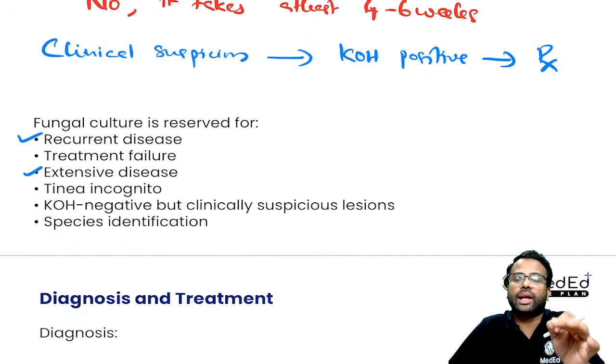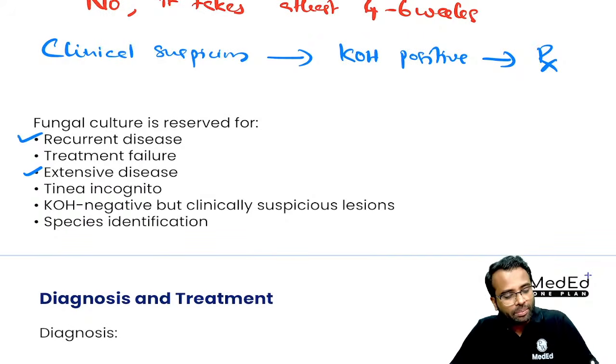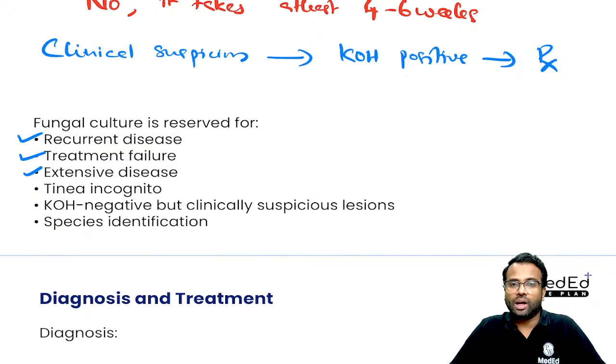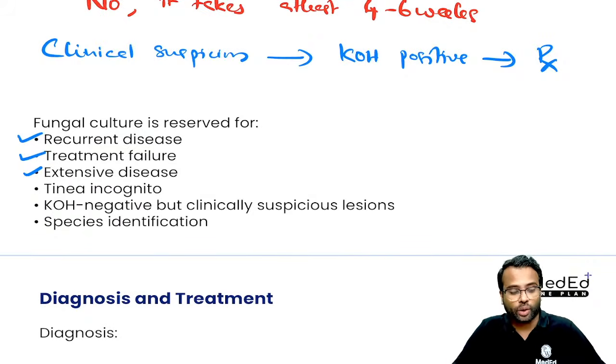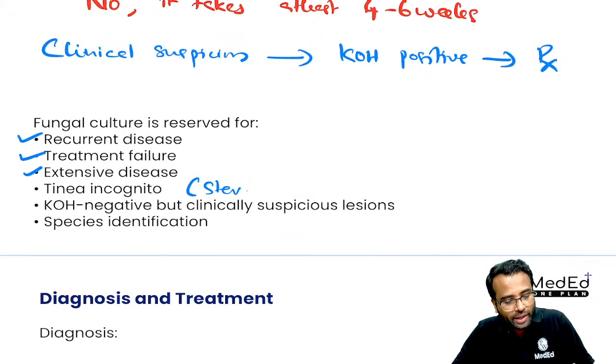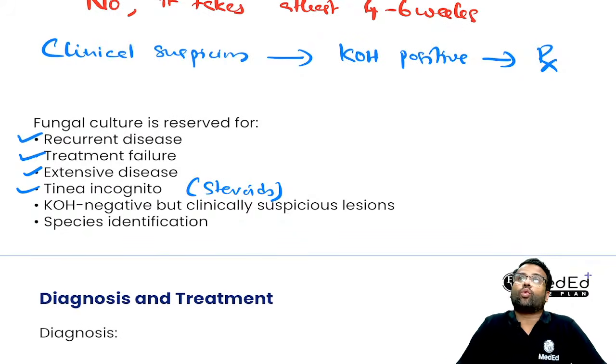आपने कोई anti-fungal agent start किया, but the patient is not responding to treatment. अगर treatment में कुछ failure है, right? And if the patient's disease has been already manipulated by steroids, so whenever we use steroids for the management of fungal infection, तो बोलते हैं Tinea Incognito.